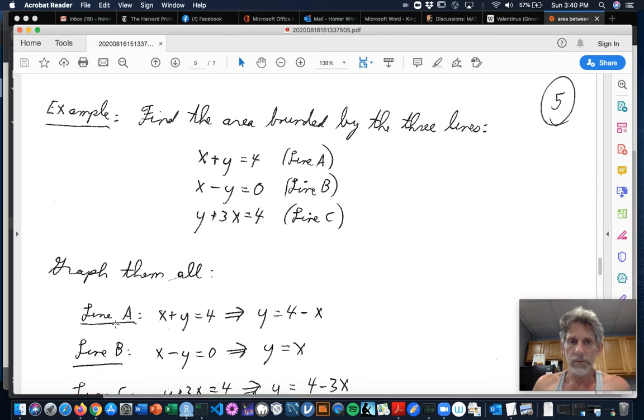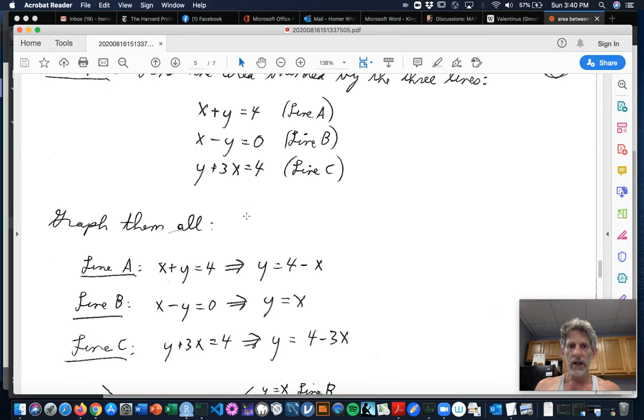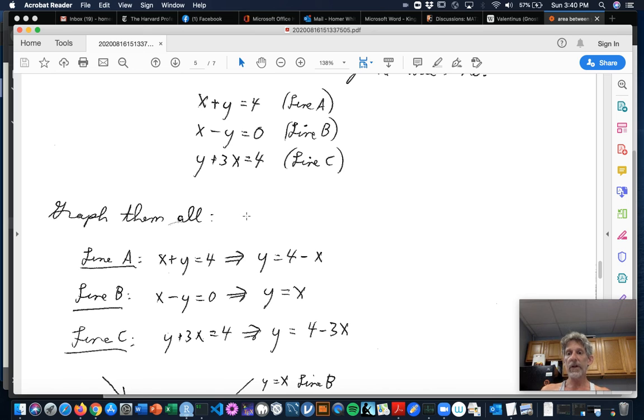One more example. Let's say you had to find the area bounded by the following three lines. Line A has equation x plus y is 4. Line B is x minus y is 0. And line C is y plus 3x is 4. You should definitely look at the region before you start any other work.